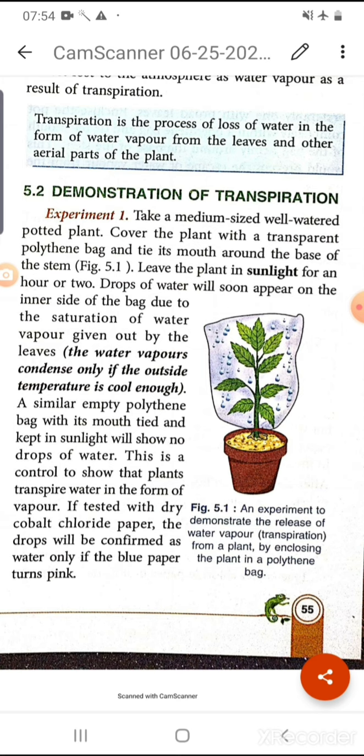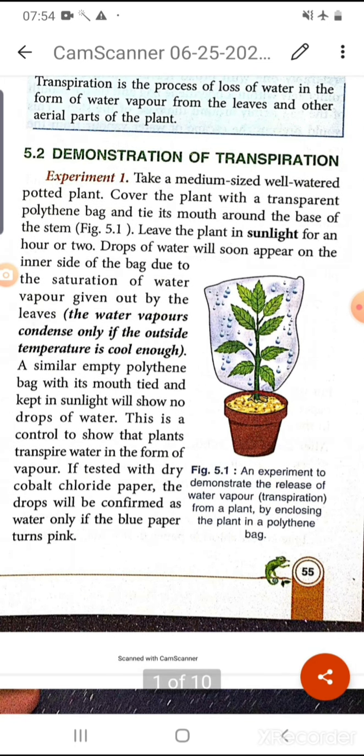Then, a similar empty polythene bag with its mouth tied and kept in the sunlight will show no drops of water, obviously, because no plant is there. So this is the control to show that the plants transpire water in the form of water vapor.